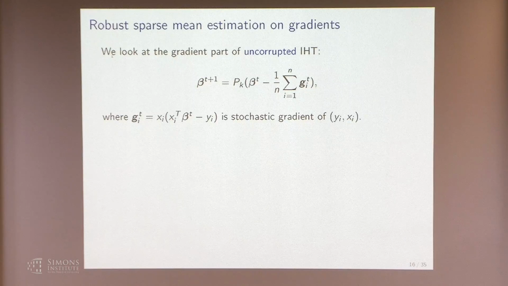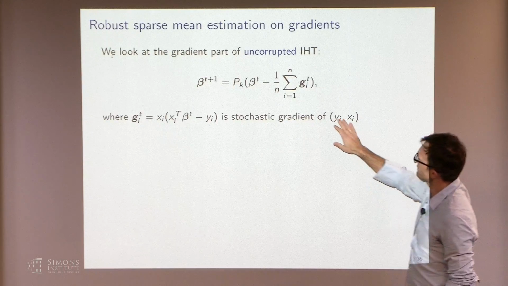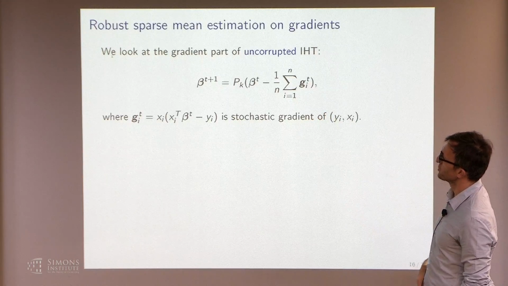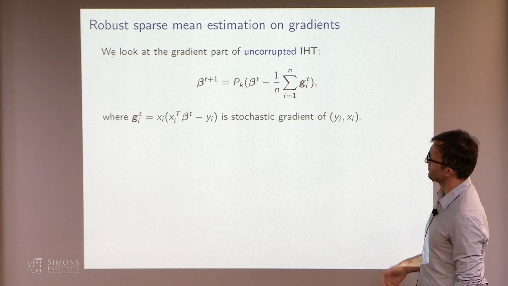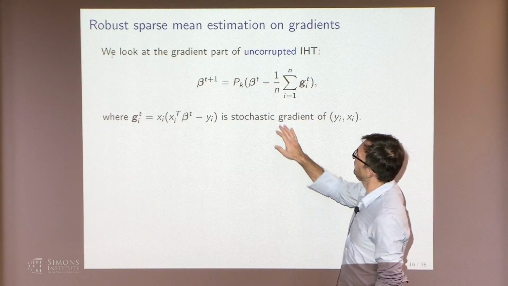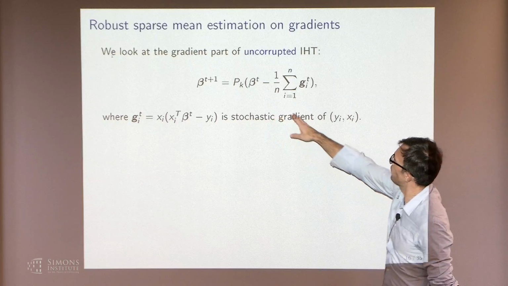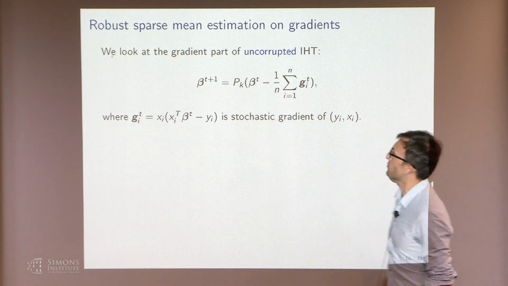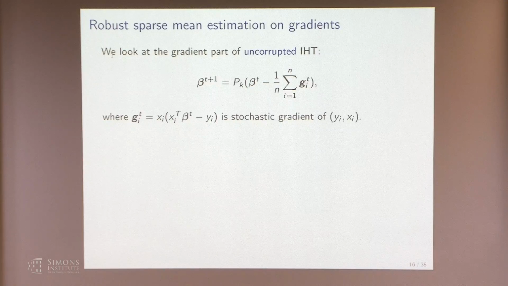So where does the sparsity play in here, and also where do our distributional assumptions play in? They play in a pretty important way. This is what iterative hard thresholding does. It computes the gradient and then it thresholds it. P_k just keeps the top k components.